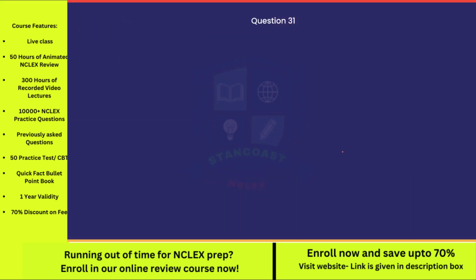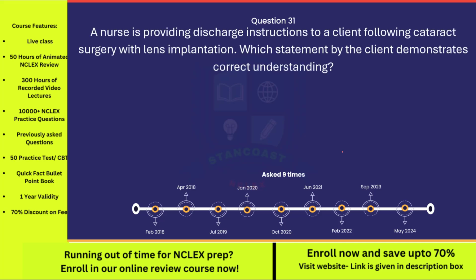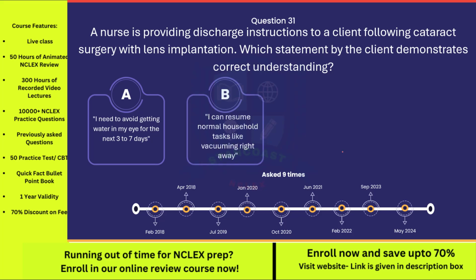This cataract surgery-related question has been asked 9 times over the last 5 years and is highly probable to appear in the exam. A nurse is providing discharge instructions to a client following cataract surgery with lens implantation. Which statement by the client demonstrates correct understanding? A. I need to avoid getting water in my eye for the next 3 to 7 days. B. I can resume normal household tasks like vacuuming right away.